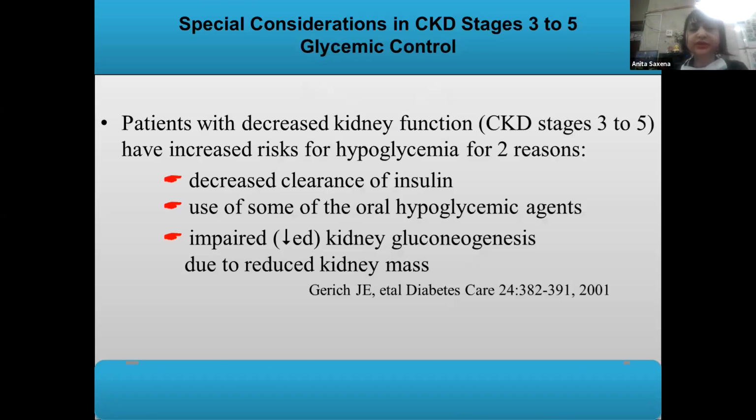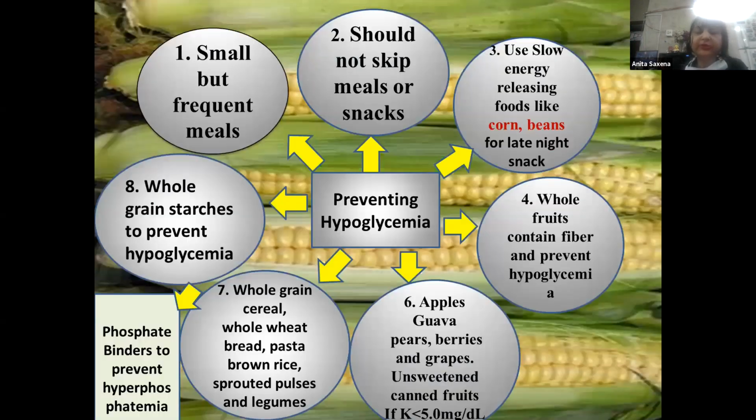Now, there are certain special considerations in CKD stages 3 to 5 when we talk of glycemic control, because patients with decreased kidney function in stages 3 to 5 have increased risk of hypoglycemia for 2 reasons. One, decreased clearance of insulin and use of some of the oral hypoglycemic agents, and two, impaired kidney gluconeogenesis due to reduced kidney mass. Therefore, to prevent hypoglycemia in these patients, one has to give them small but frequent meals. They should not skip meals or snacks. Use slow energy releasing foods like corn and beans for a late night snack.